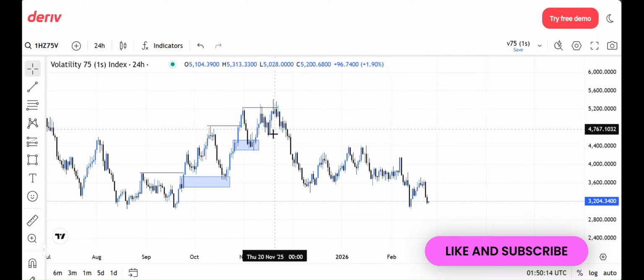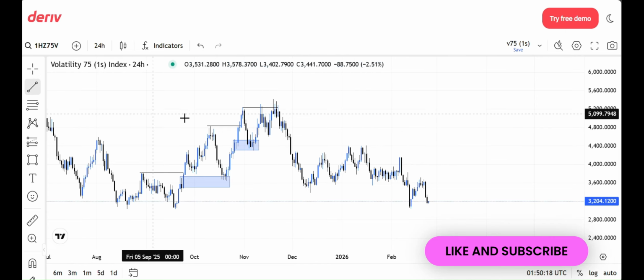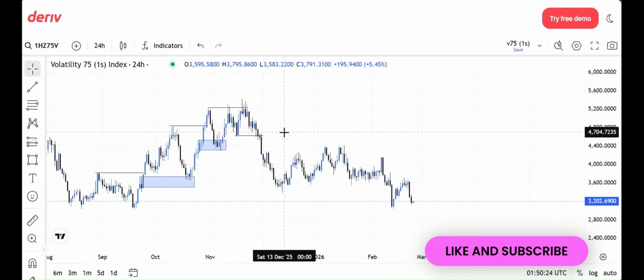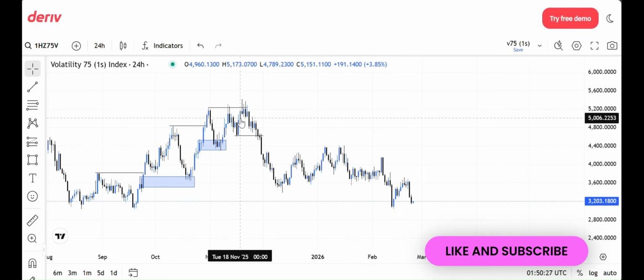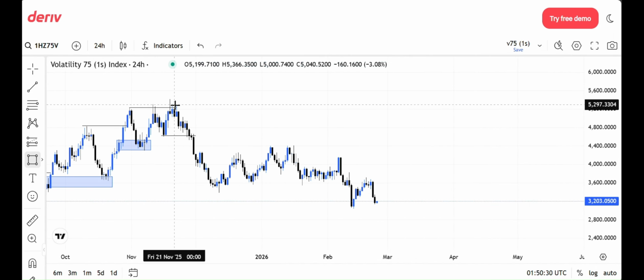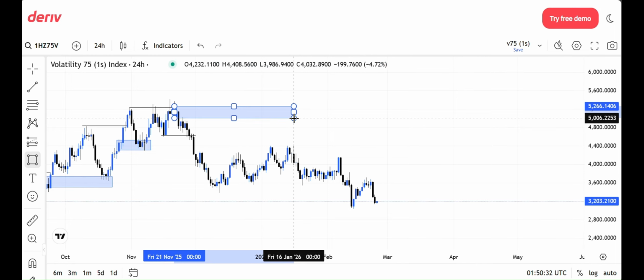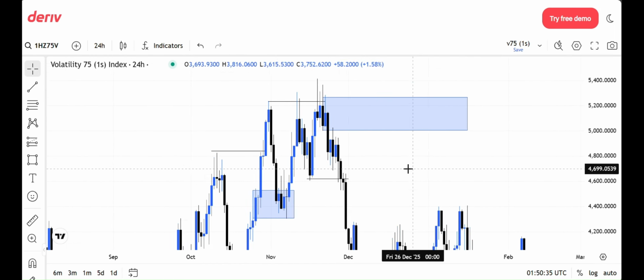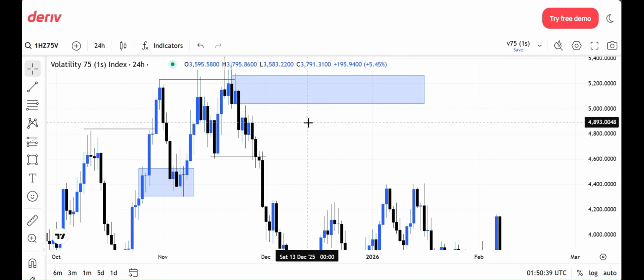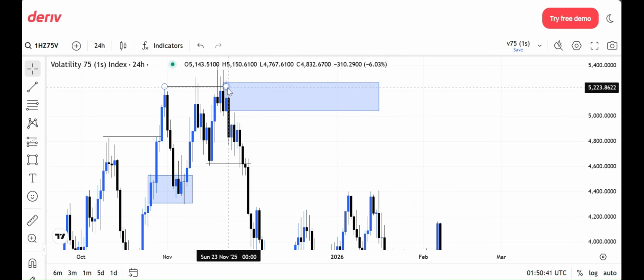No break of structure, but price rather broke structure to the downside. So we have this break of structure to the downside here. So we now have this zone. Let me zoom in. So we have this zone. Yep, we have this order block.